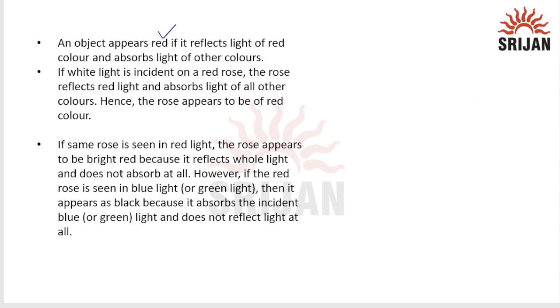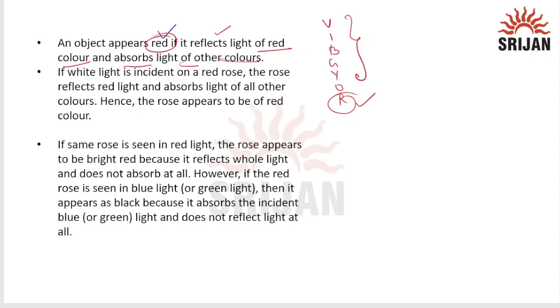The example of a red colored object is given here: an object appears red if it reflects light of red color. Because we know the wavelength or the color it will reflect, you will perceive the object to be of that color. And we know that white light is formed of 7 colors, that is VIBGYOR. If it is reflecting the red light, all the remaining 6 colors have been absorbed by it. Therefore, it is written that it absorbs light of other colors.